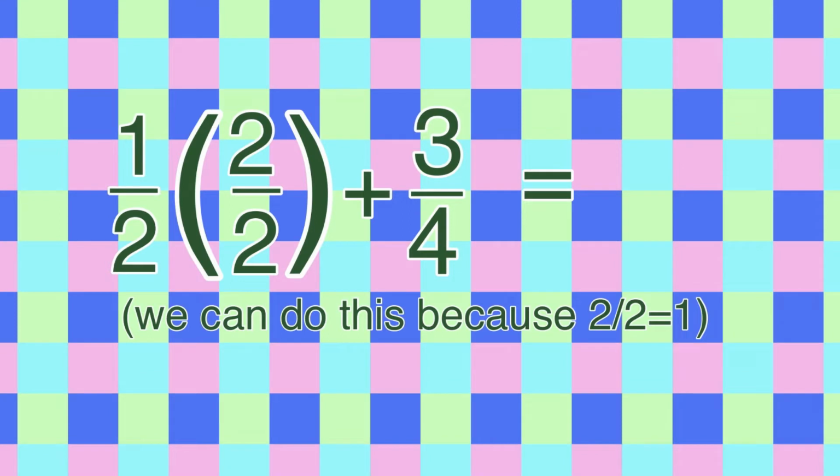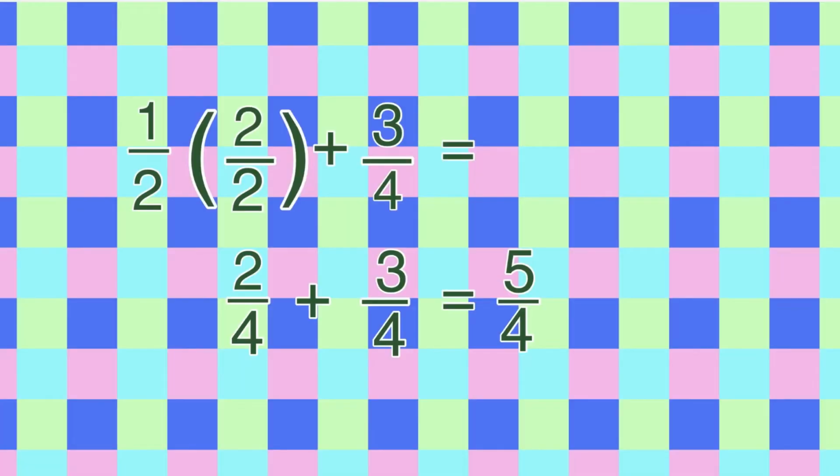What you would do is take 1/2 and multiply that by 2/2, and that will enable us to have the denominator as 4. Then 2/4 plus 3/4 equals 5/4.